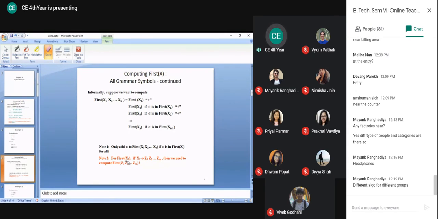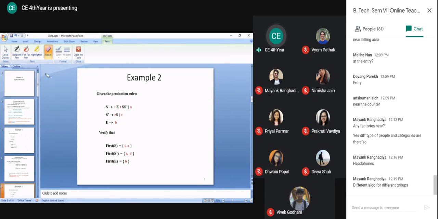So now for first of x1, if we have another production, x1 gives z1, z2 up to zm, then we need to compute first of z1, z2, zm. Is it clear? What it tells is that if x1 has its own production, like this, x1 produces z1, z2, zm, then first we have to find out first of z1, z2, zm. So that will be the first of x1. And once we are getting the first of x1, we can use that in this rule for first of x1, x2 up to xn. So let us see more interesting examples. So things will be clear to you.